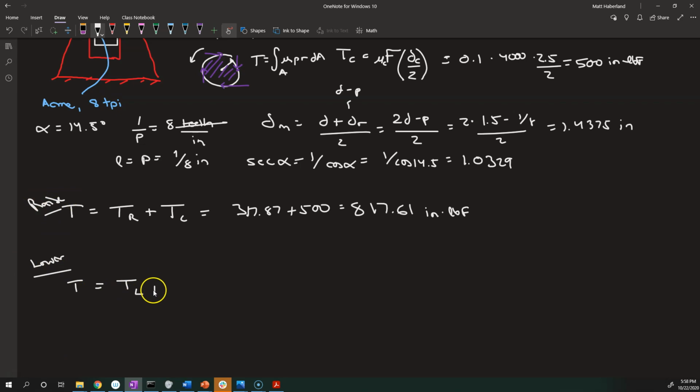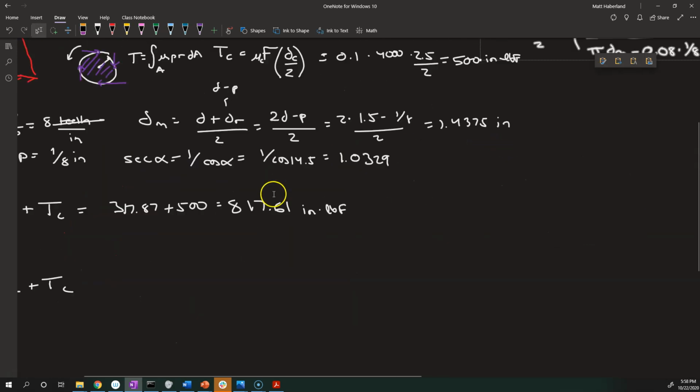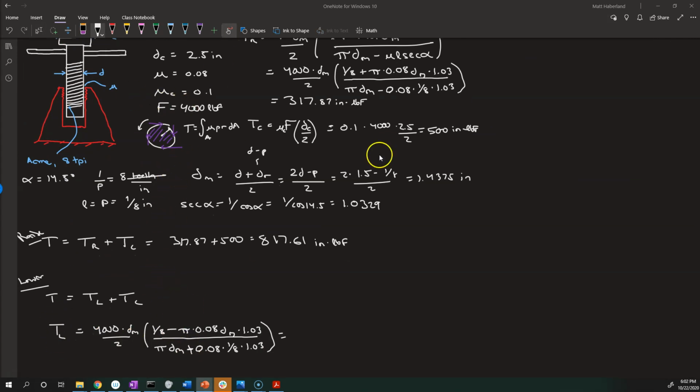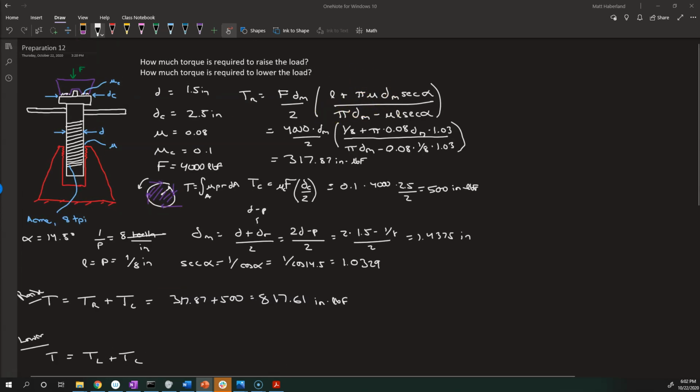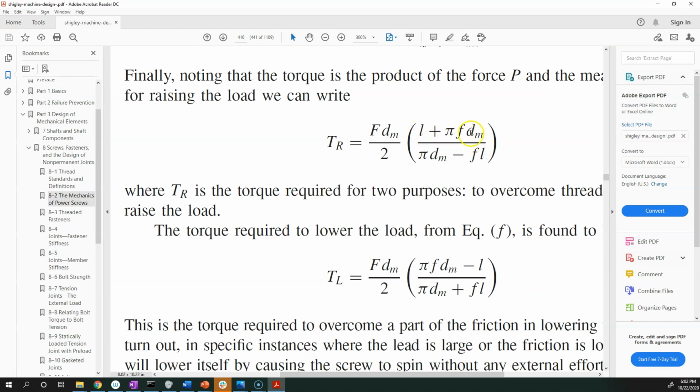T equals TL plus TC, so we're going to have the same TC as before because it doesn't matter which direction this is rotating. We're still going to have the same friction torque required here, but we're going to have some sign changes for lowering the load. Now, you need to be careful about what form you write the equation in. The way that it's written in the book puts the L up front, plus pi f dm, and then a minus L here, and on the bottom it was pi dm minus FL. F is the same as my mu. It becomes a plus sign.